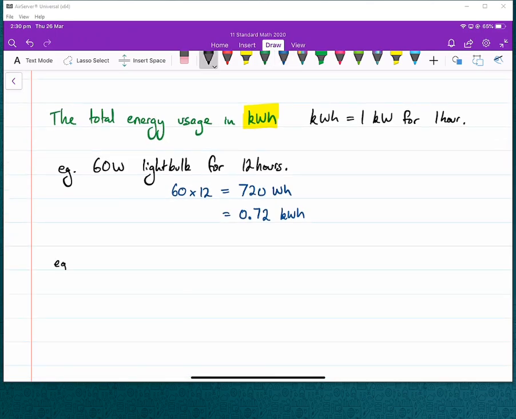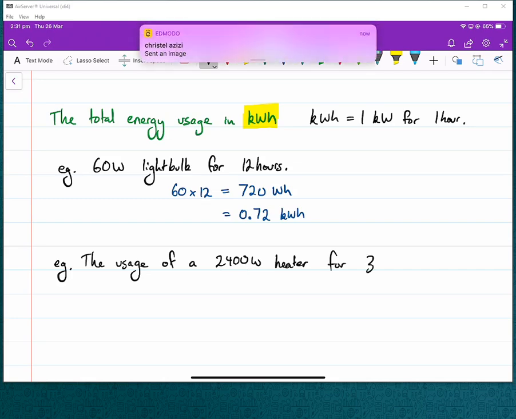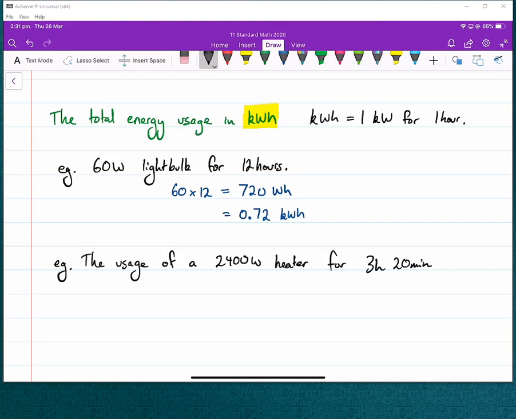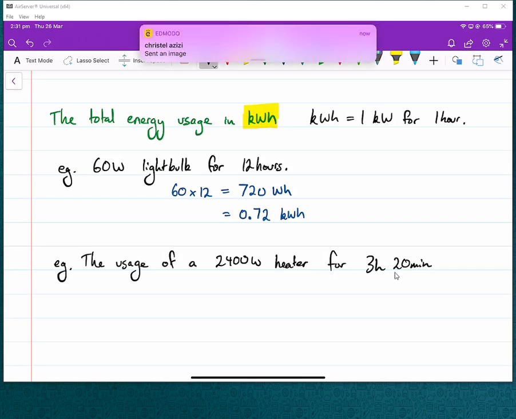Example 2, just say we want to find the usage of a 2400 watt heater. Those little feet heaters are often 2400 watts, and just say we want to run that for say 3 hours and maybe 20 minutes. Okay, that's not 3.2.